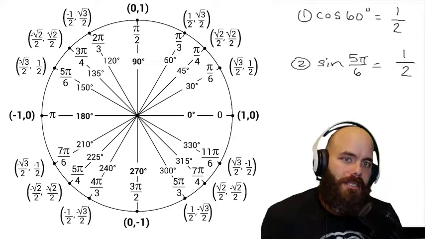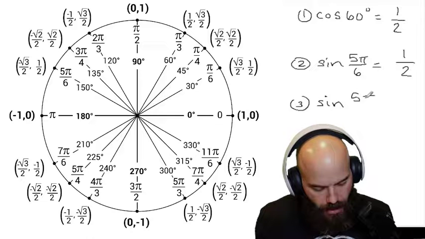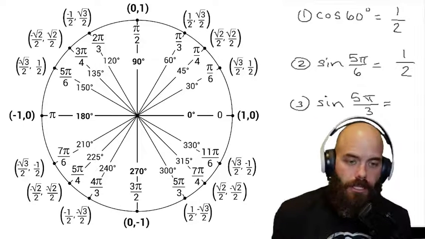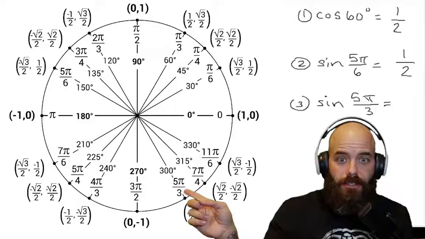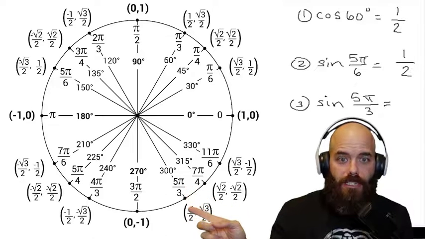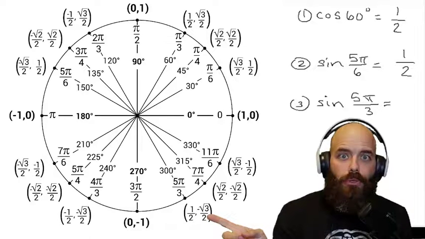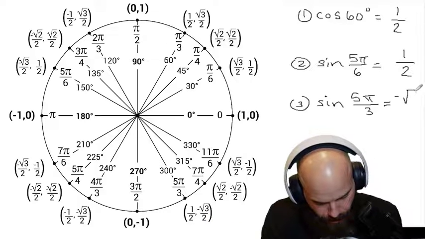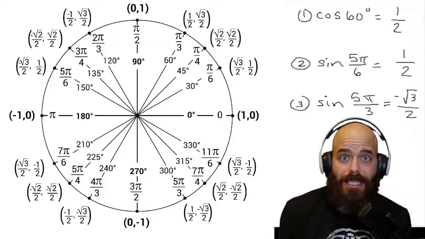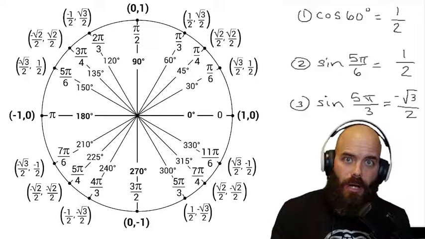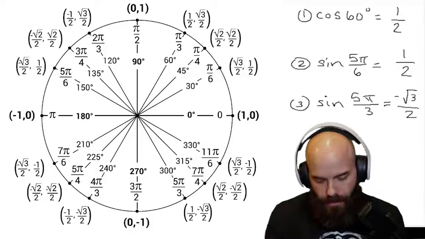What about sine of 5 pi over 3? Well, we're going to find 5 pi over 3 on the unit circle, which is right here. Our sine is our y value of the coordinate. So sine of 5 pi over 3 is negative square root of 3 over 2, which usually I just say negative root 3 over 2. As easy as pie, right? So let's look at a tangent problem, and then we'll introduce the reciprocal functions and how we can find exact values of those reciprocal functions.